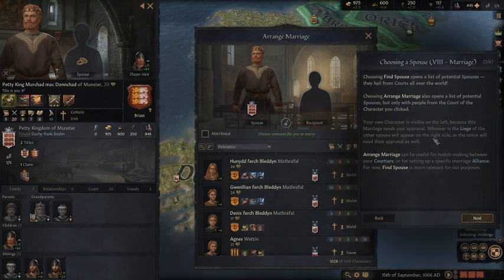Choosing Find Spouse opens a list of potential spouses. They hail from courts all over the world. While choosing Arrange Marriage also opens a list of potential spouses, but only with people from the court of the character you clicked. Your own character is visible on the left, because this marriage needs your approval. Whoever is the liege of the other spouse will appear on the right side, as the union will need their approval as well. Arranged marriage can be useful for matchmaking between inner partners or for setting up a specific marriage alliance. For now, Find Spouse is more relevant for our purposes.